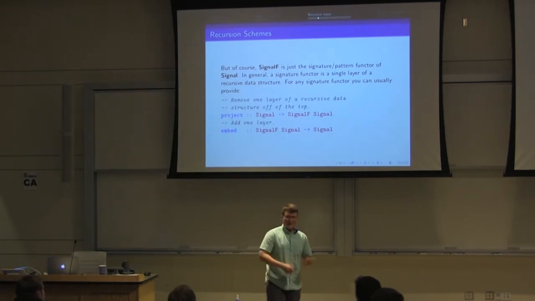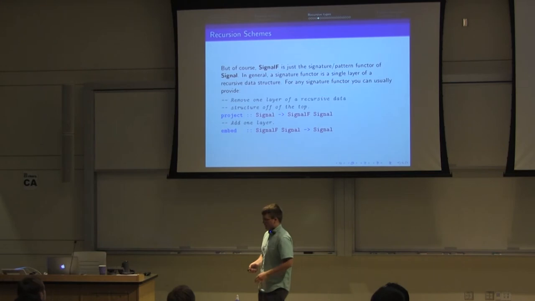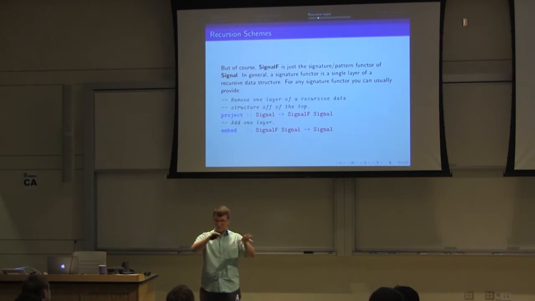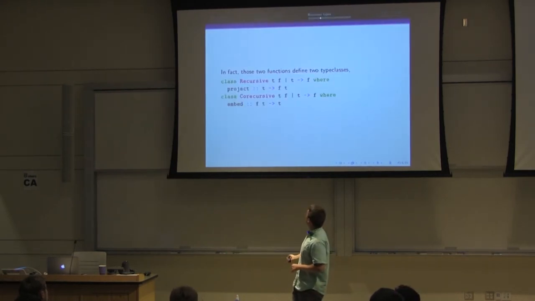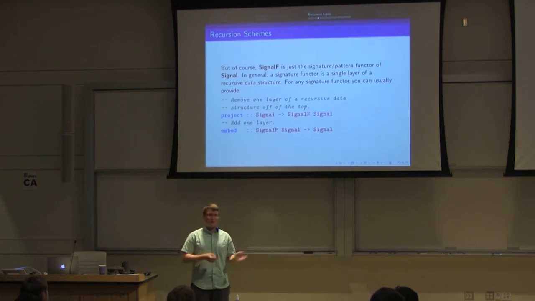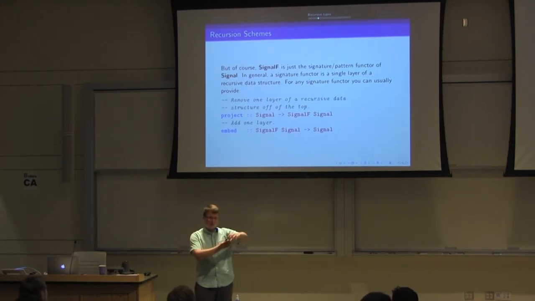Now, that new data structure that we just introduced is actually called a pattern functor or signature functor. And the idea is that if you have an arbitrary tree, it's just one layer of that tree. So imagine that if you have a tree, the top node is connected to some more trees, and you're just extracting one layer of that. And every time you have a signature functor, you should be able to implement both project and embed. Basically, project extracts one layer off the top of your structure, and embed takes one layer with trees inside of it and makes a tree, right?